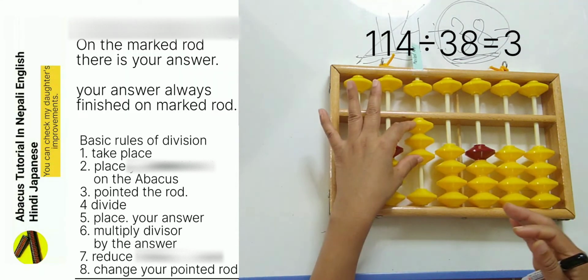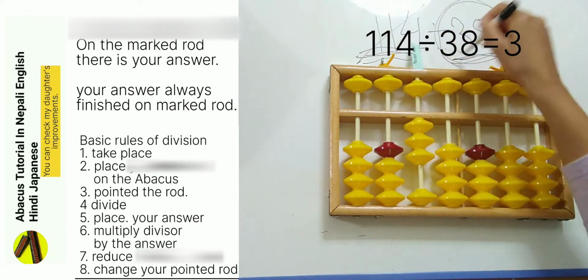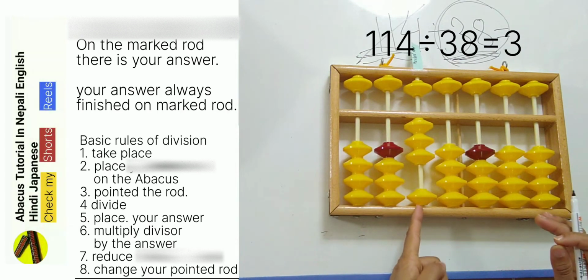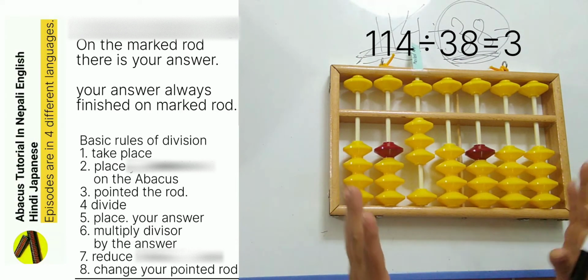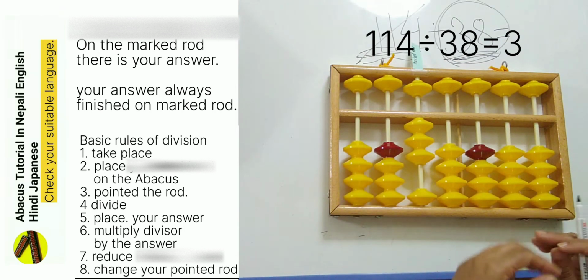If you place the dividend on the abacus correctly, and if you take place correctly, your answer always finishes on this marked rod, no matter how long the division is. Okay, let's do another question.